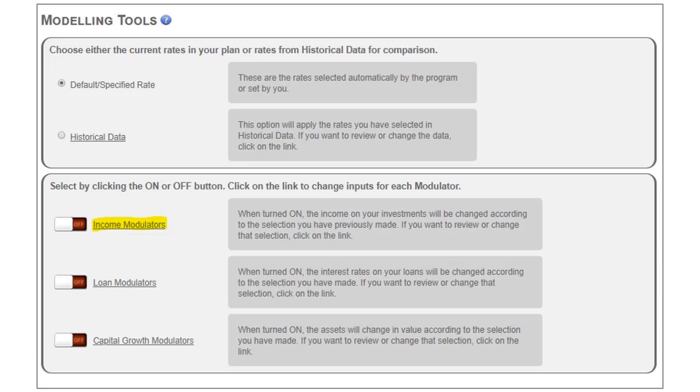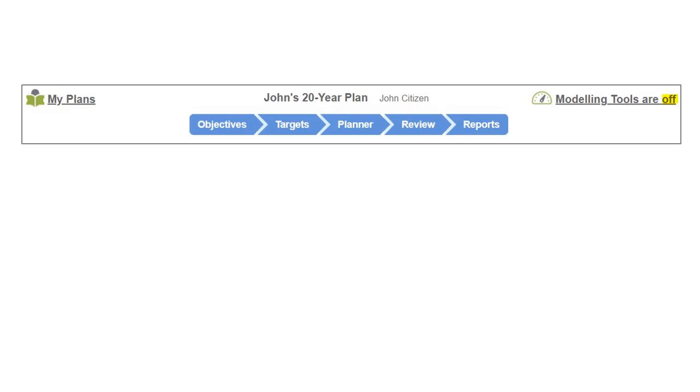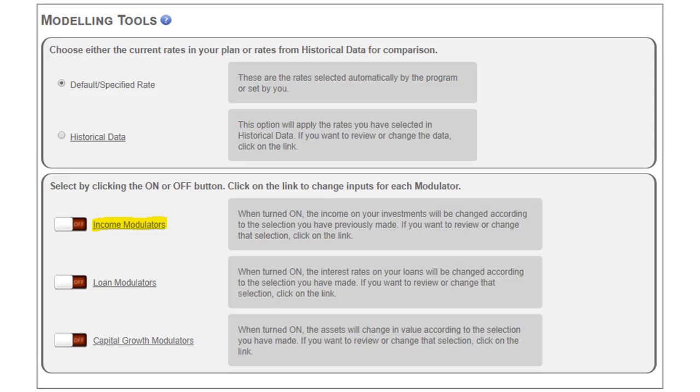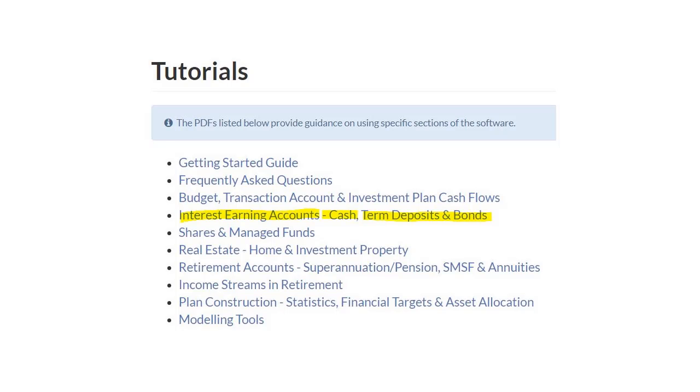In Financial Mappers, you can use the income modulator to raise and lower interest rates. To access the income modulator, click on the link Modelling Tools are off. Note that once the modulator is activated, the sign will change to Modelling Tools are on. When any modulator or historical data is activated, the nominated rates are applied according to the rules for these accounts. The exception is the bond account. If interest rates on cash accounts or interest rates on loans are fixed for the nominated period of the year, then interest rates do not change. For more detailed explanations, refer to your tutorial.